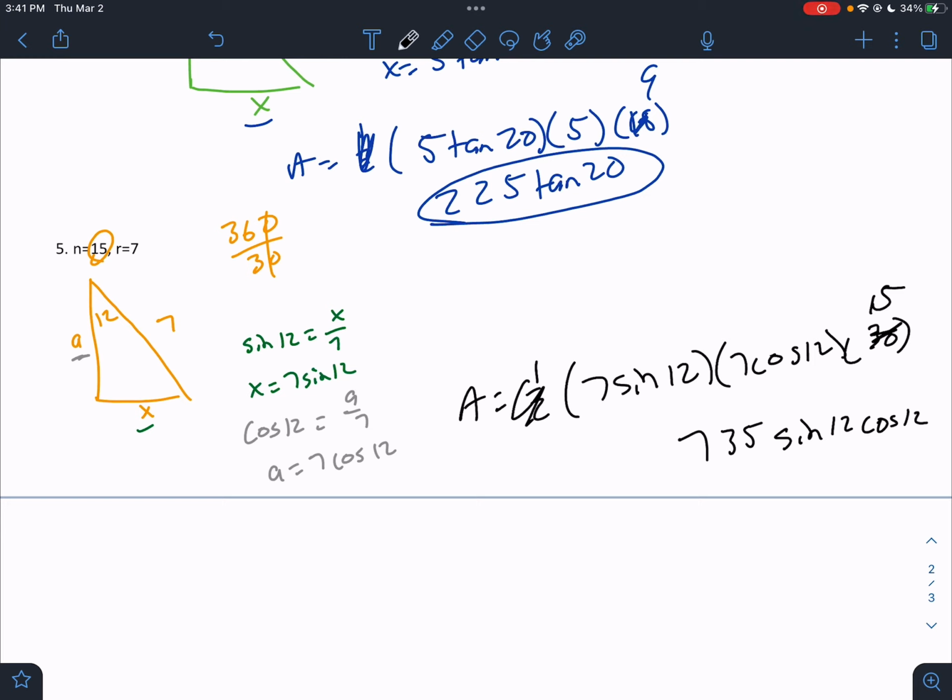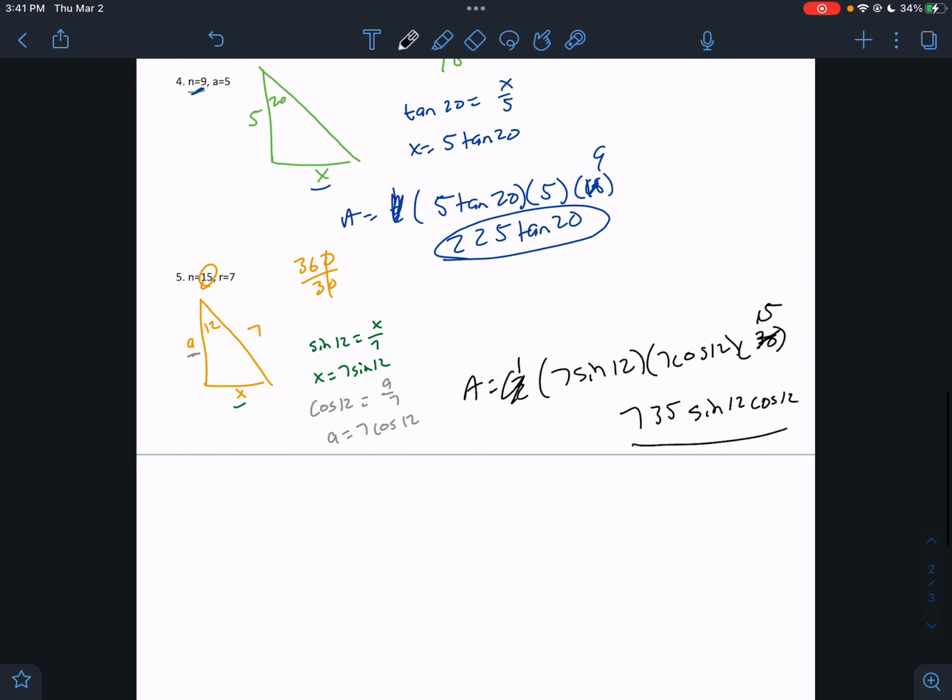49 times 10 is 490. Plus half of that. Did I get that number wrong? What's half of 490? Would be 245? Oh, I added 225. That's where I messed up. It's 245, I think. It's 735. We got it.